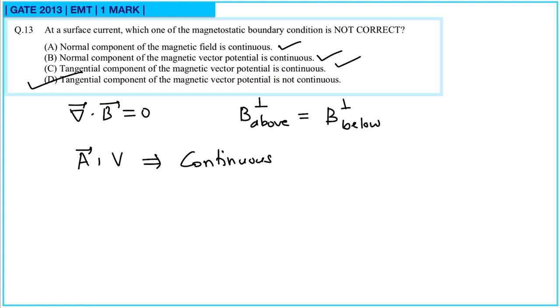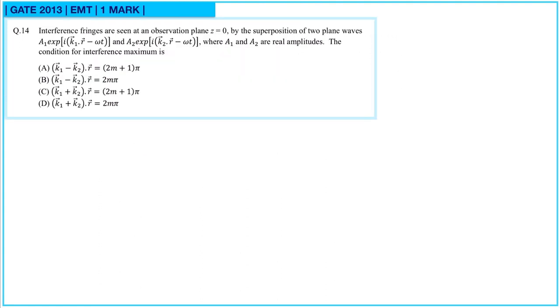Then question number 14. Interference fringes are seen at the observation plane z equal to 0 by the superposition of two plane waves a1 exponential i k1 bar dot r bar minus omega t and a2 exponential i k2 bar dot r bar minus omega t, where a1 and a2 are real amplitudes. The condition for interference maximum is.